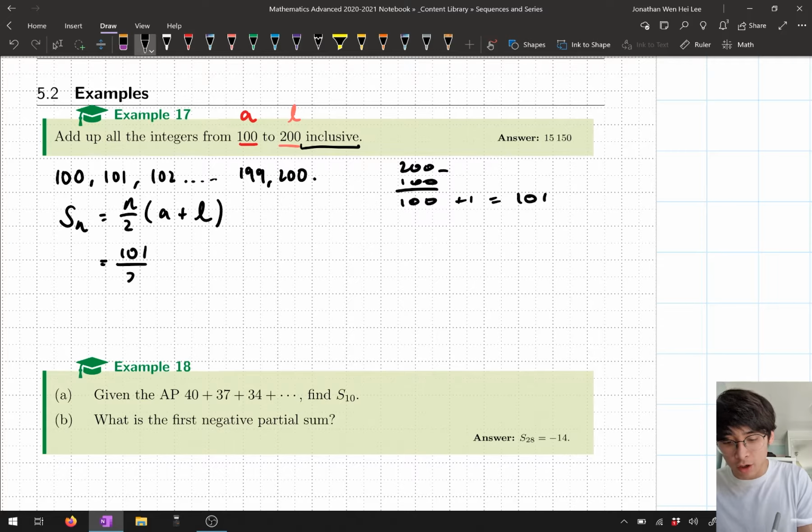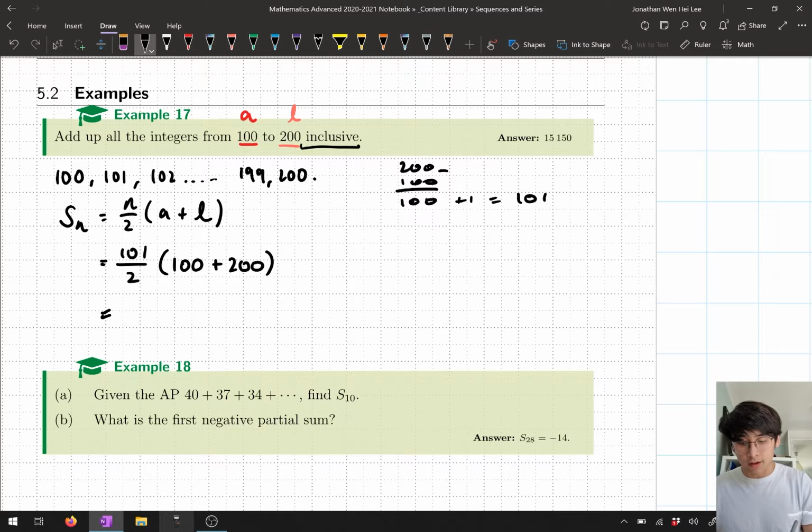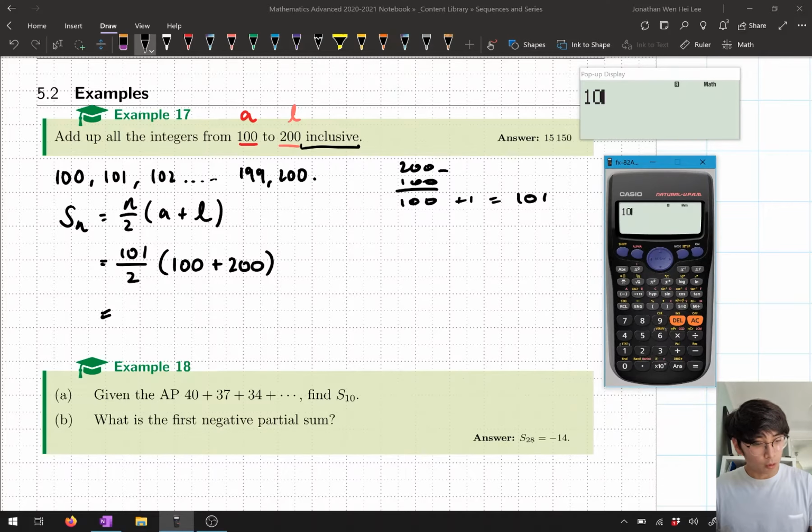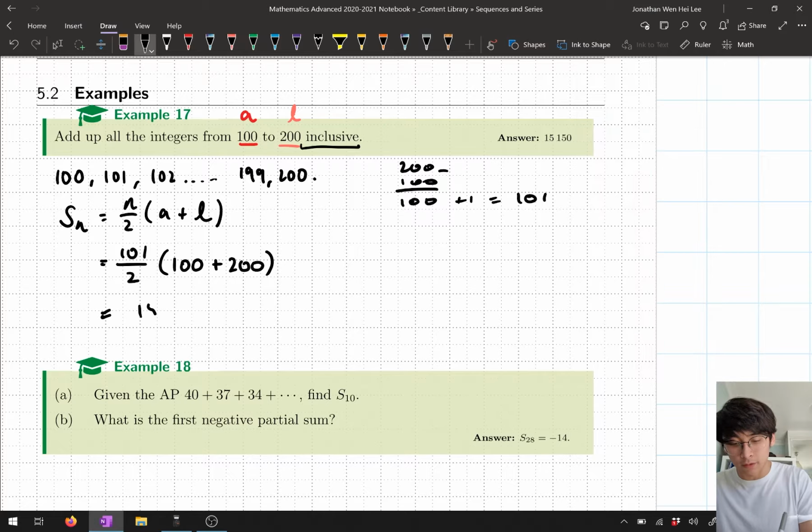So what this means, I can just sub these values in. I get 101 over 2 times our starting term A was 100 and our last term was 200. And so we can chuck this in a calculator. So here, 101 divided by 2 times 100 plus 200 is equal to 15,150. So there we go. We can actually apply that first formula. So for this case, we were given the first and last term, and we can put that into our formula, but all we need to do is figure out how many terms there were.